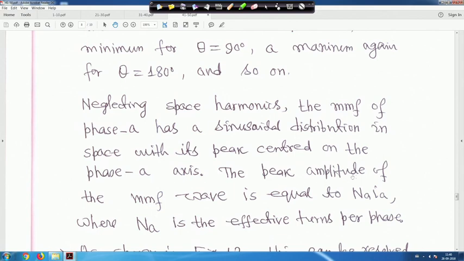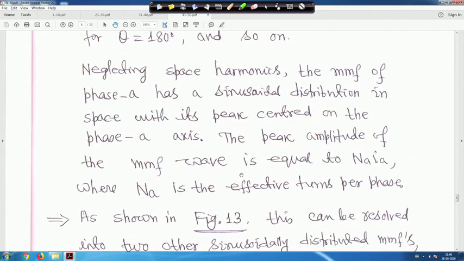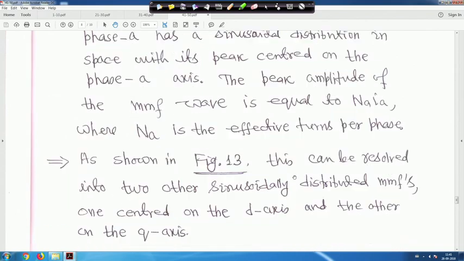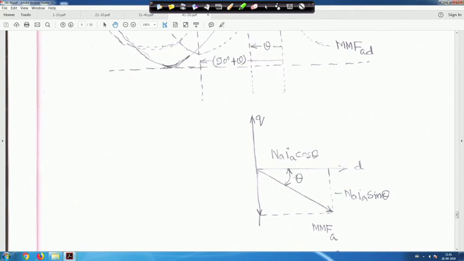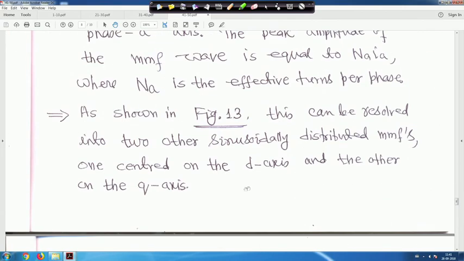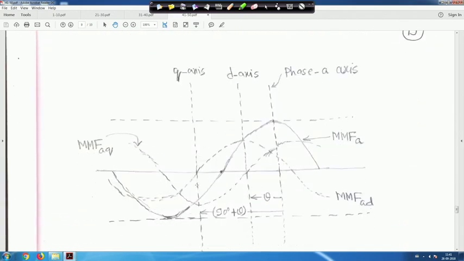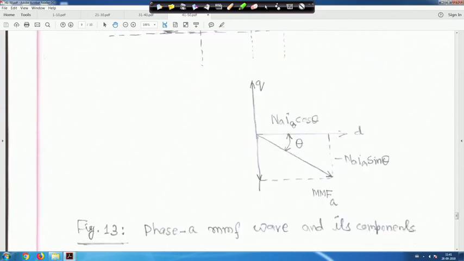Therefore, the peak amplitude of the MMF wave is equal to NA IA, that is ampere turns, where NA is the effective turns per phase. As shown in figure 13, this can be resolved into two other sinusoidally distributed MMFs, one centered on the D axis and the other on the Q axis. We know that this is my MMF, say NAIA, and one component is NAIA cos theta, another is minus NAIA sin theta.